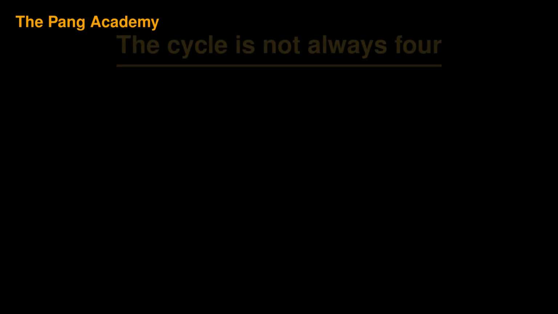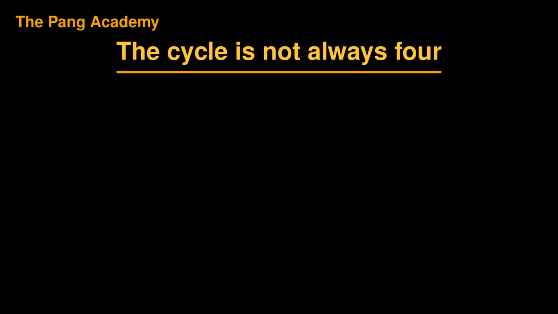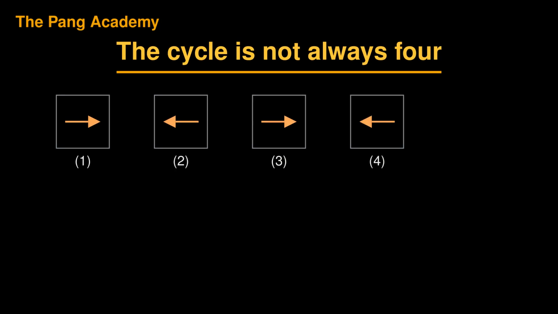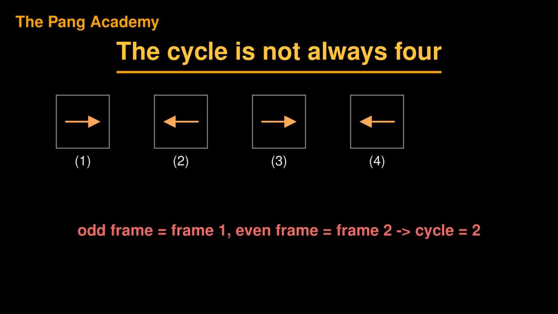The cycle is not always 4 though. Here is a different picture. An arrow that flips a half turn each step, so it points right, then left, then right, then left. It comes home after only 2 steps. So this pattern has a cycle of 2. Every odd frame looks like frame 1, and every even frame like frame 2. Frame 99 is odd, so it is frame 1, pointing right. One glance at odd or even settles it.